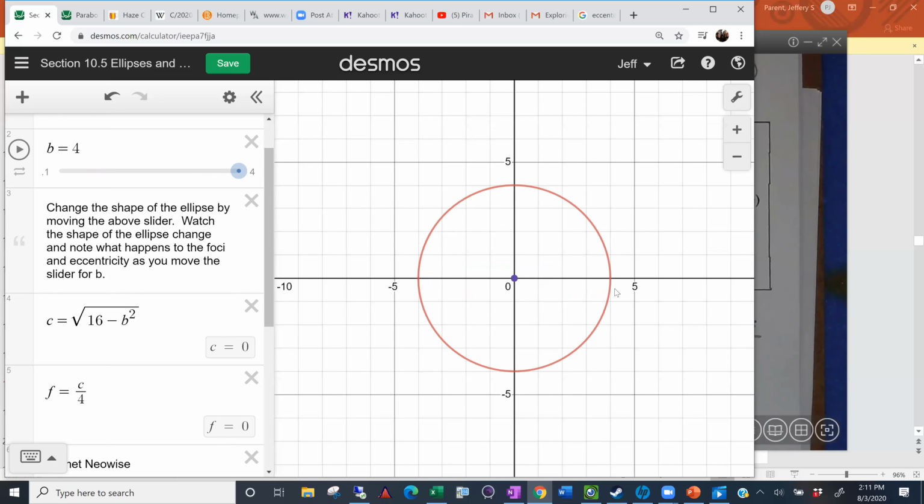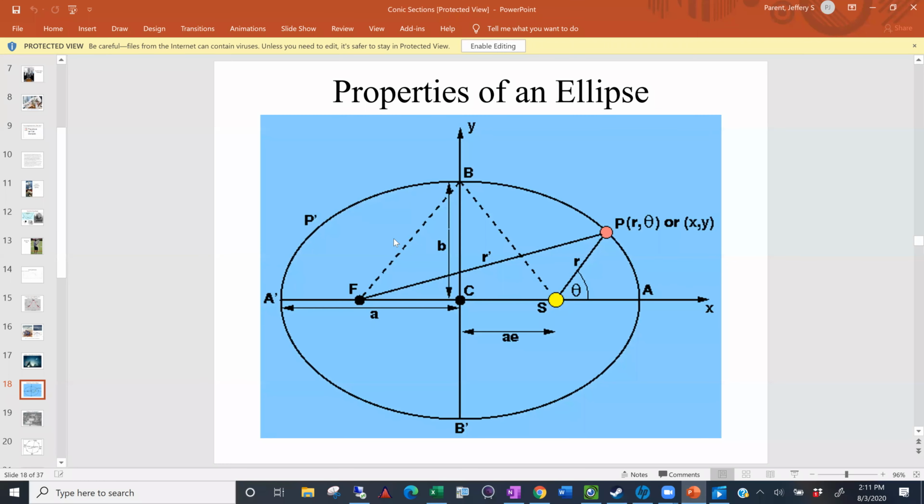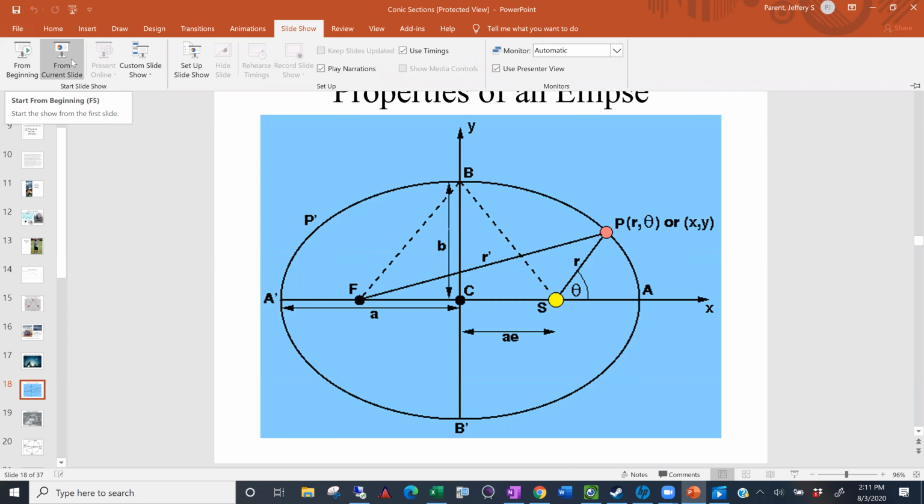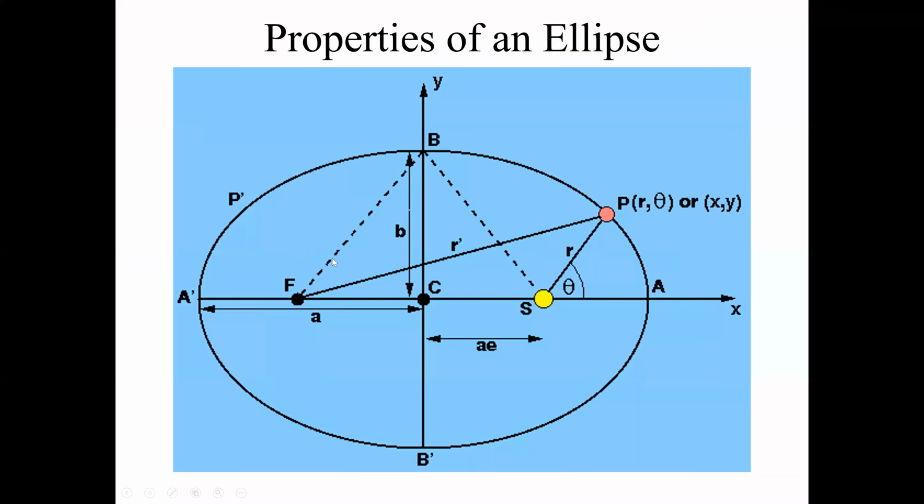All right, where did you see the shape of an ellipse other than planetary orbits? Good question. Let's continue to view our little slideshow. Here are some properties of an ellipse.